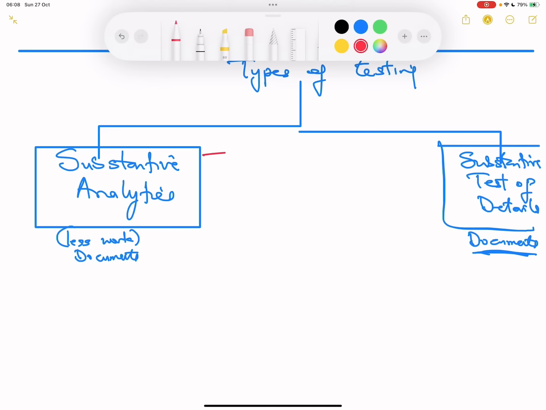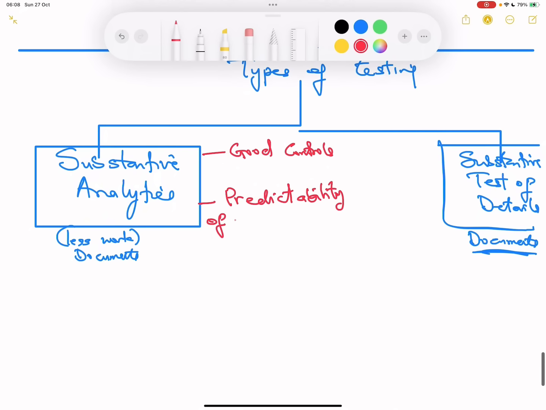Number one, the entity must have good controls. You must have done evaluation of controls and the controls are good. And also, you must be able to predict the balance. The balances must have predictability, because if not, you cannot form independent expectation. So there must be predictability of relationship between the data.